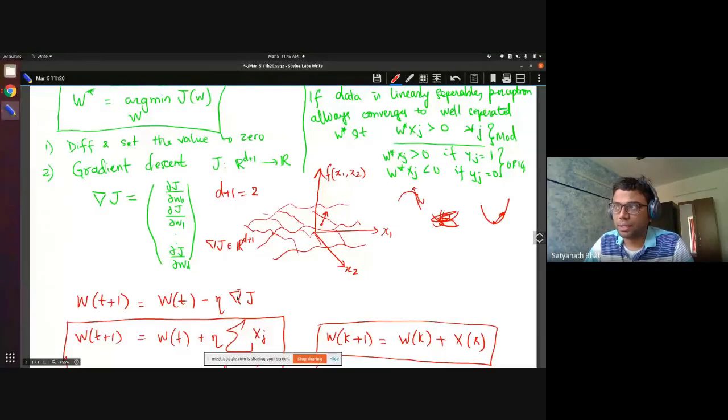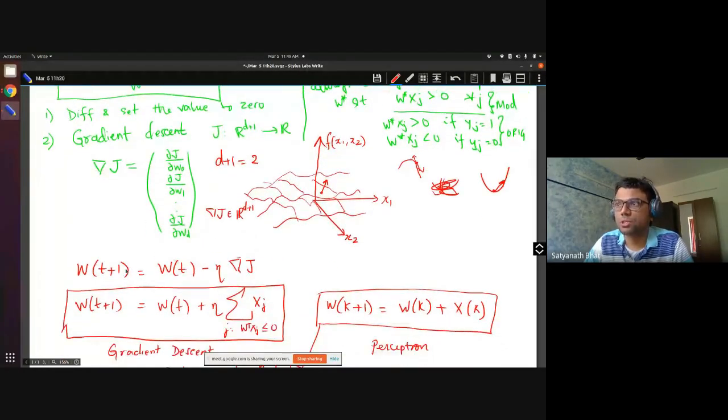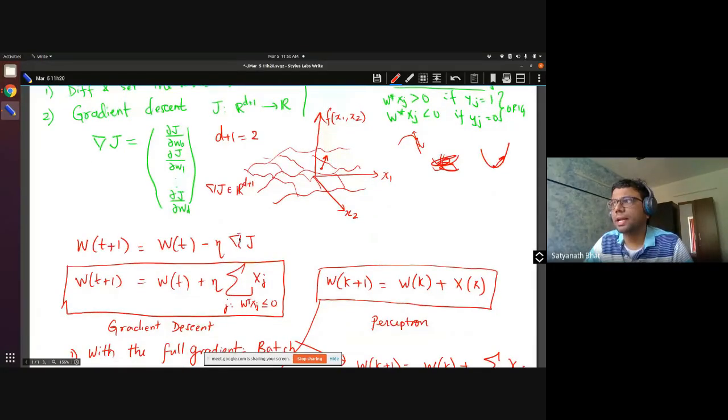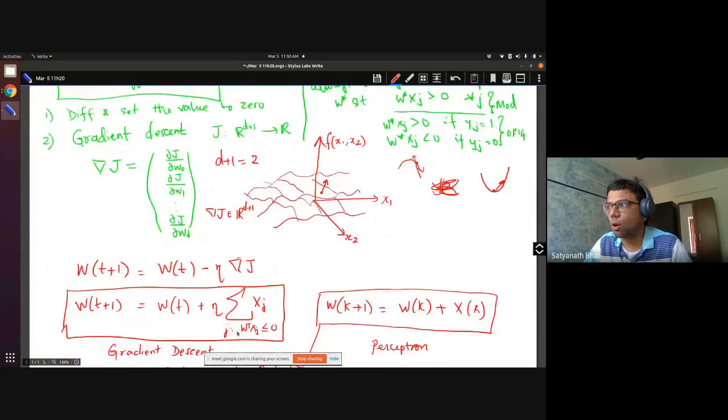At every iteration, you take the gradient, and then you take a step along the negative gradient in order to decrease the value of W, t plus 1. So this is the negative gradient descent. You're trying to minimize some function using gradient descent. And because of the form of the cost function, the gradient involves all the samples that are misclassified, and you take a step along all of those samples.